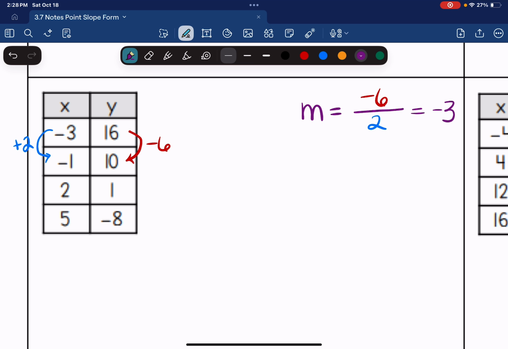So just to double check and make sure that this is in fact linear, you can try another set of points. How do I move from 10 to the number 1? We subtract 9.